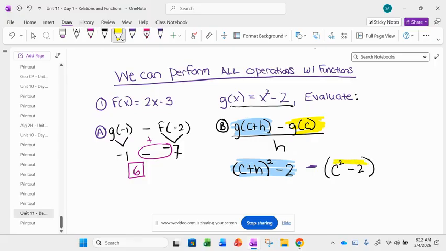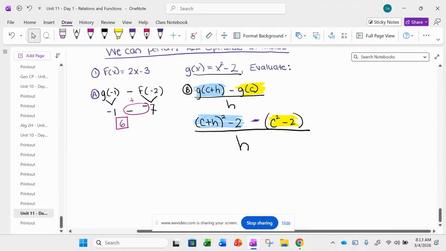Do I need those parentheses there? I do. Why do I need those parentheses there? Yeah, because I'm subtracting that whole quantity, so I need that. All over h. Is this g of h or f of h? No, so it's just h. There's nothing to plug into because it's not g of h or f of h. It's just h. So now we have to simplify that numerator.